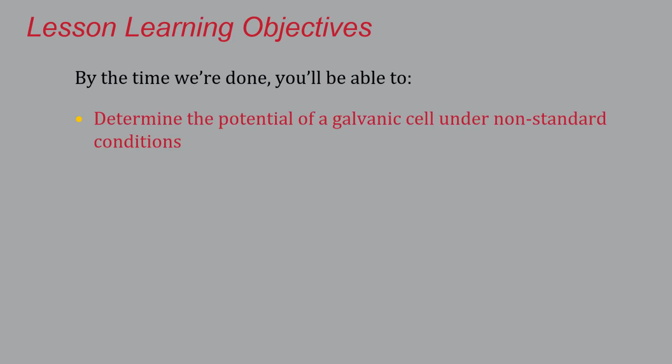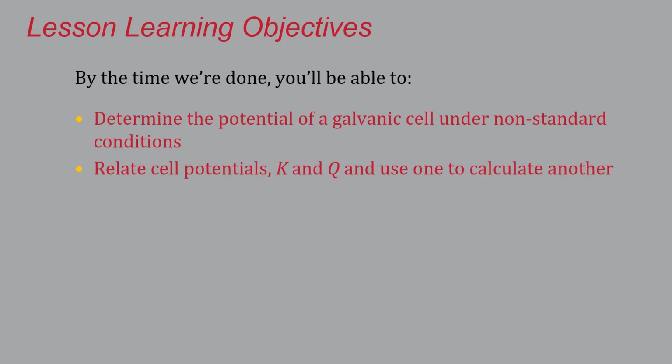All right, we are nearing the end. In this lesson, we're going to talk about the potential for galvanic cells if we're under non-standard conditions, and we're going to relate cell potentials, equilibrium constants, and reaction quotients and use them to calculate one from the other.